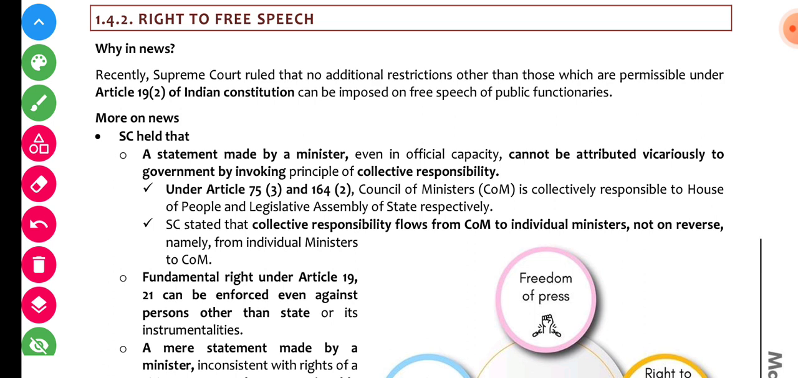So we will start from right to free speech. The Supreme Court ruled that no additional restrictions other than those which are permissible under Article 19, Clause 2 of the Indian Constitution can be imposed on free speech of public functionaries. So here the Supreme Court ruled that Article 19, Clause 2 reasonable restrictions apply when it comes to public functionaries.